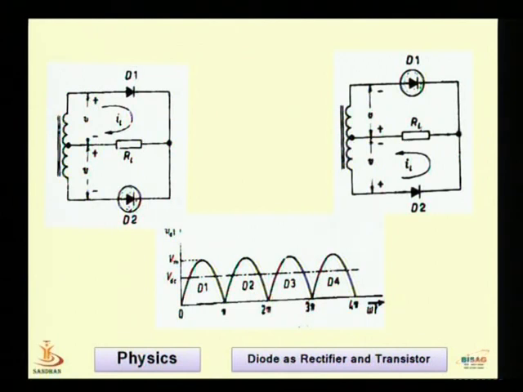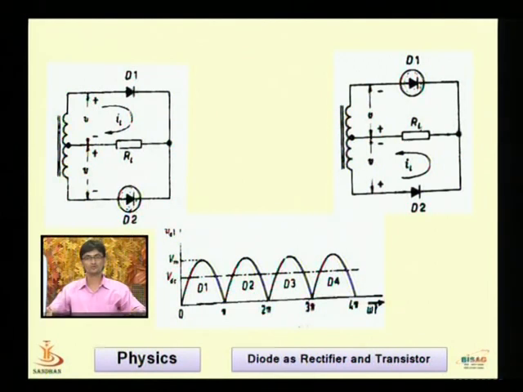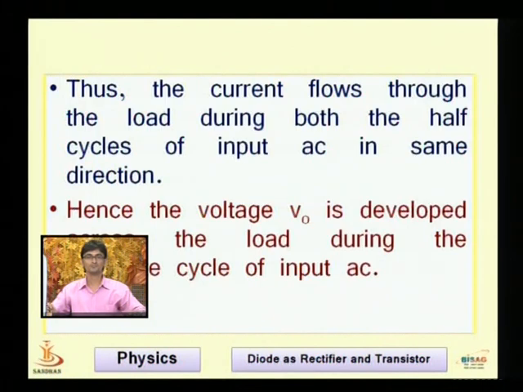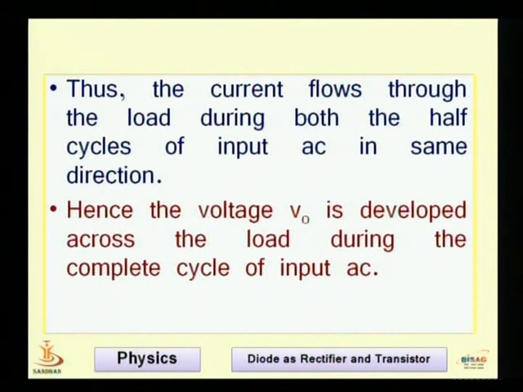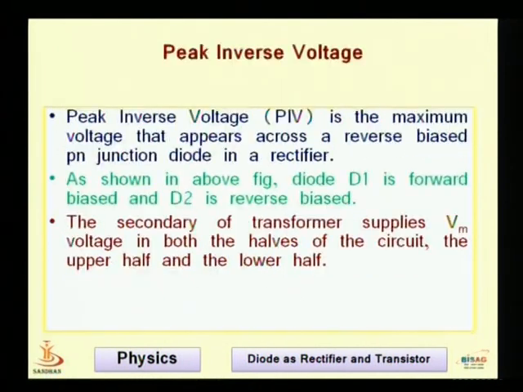In the positive half cycle, D1 conducts. If you try to see the waveforms, the first waveform, 0 to pi, is due to the diode D1. Then comes pi to 2 pi. In the pi to 2 pi region, we are getting the negative half cycle, and the negative half cycle will give you output through D2. Thus the current flows through the load during both the half cycles of the input AC in the same direction. Hence, the voltage V0 is developed across the load during the complete cycle of the input AC.